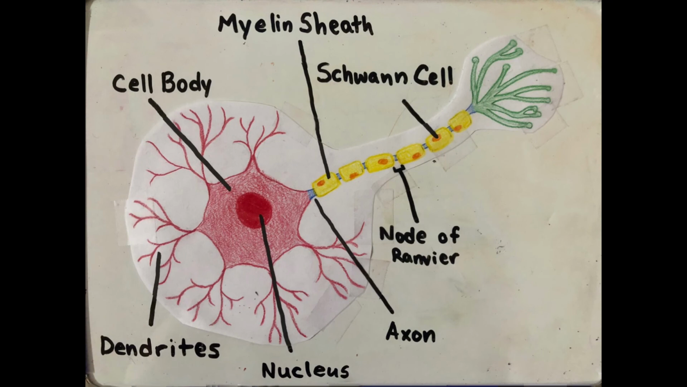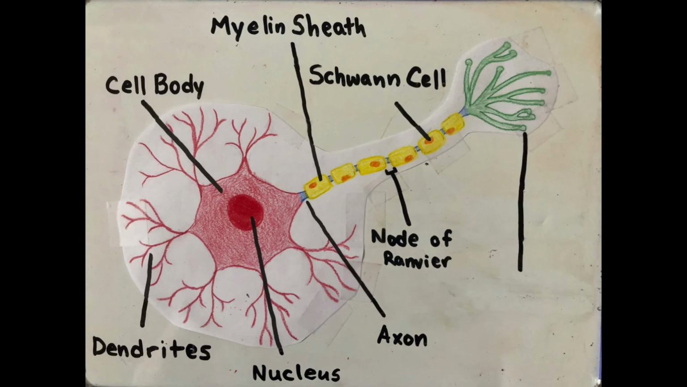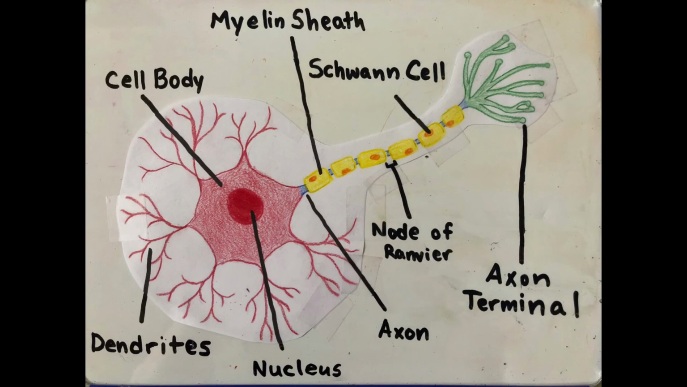Lastly, the axon terminal, shown in green, branches off from the axon and releases vesicles containing chemical signals known as neurotransmitters into the synapse to be taken up by the dendrites of the next cell.